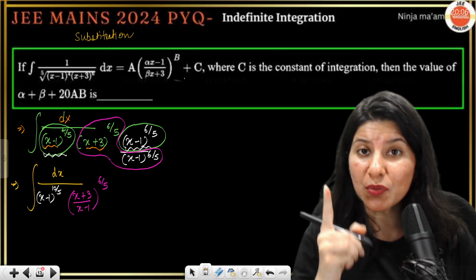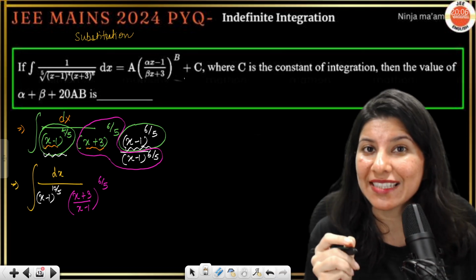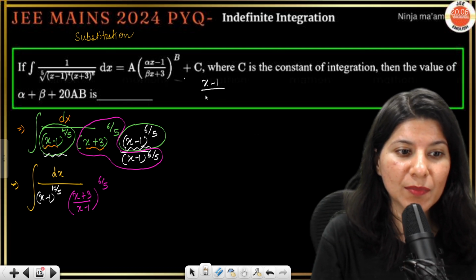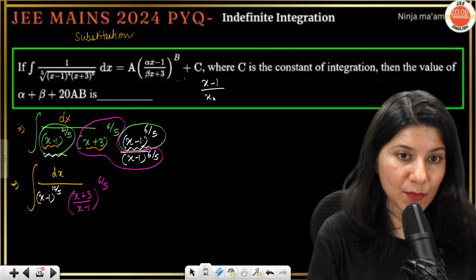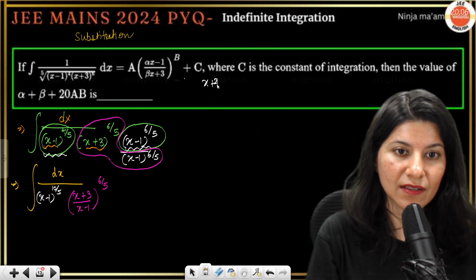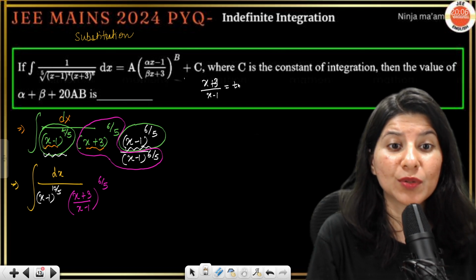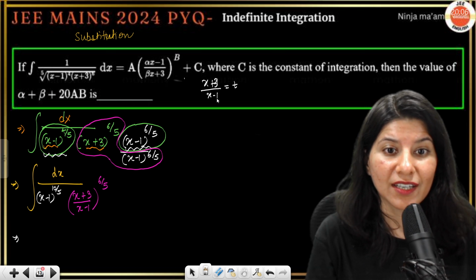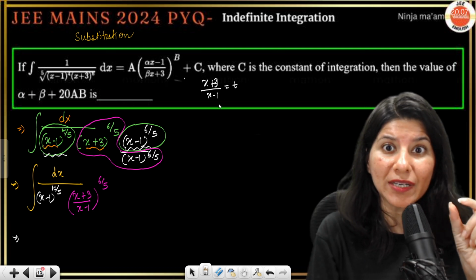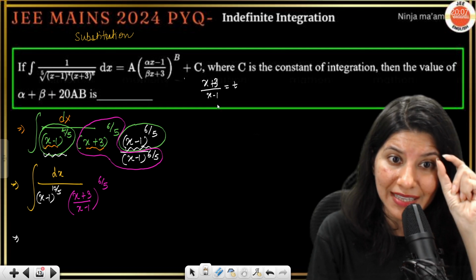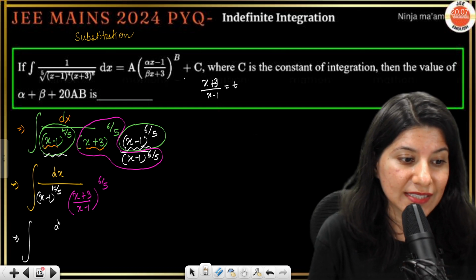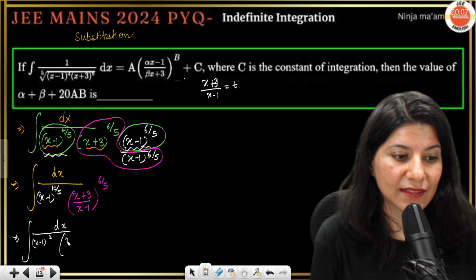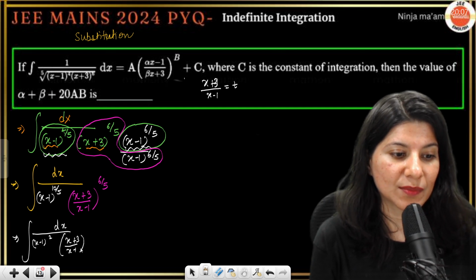Now the people who have done a lot of practice in integration will understand this. If you put (x+3)/(x-1) as t, and start differentiating, you know what you are going to get? In the quotient rule, the denominator has (x-1) whole squared. That's exactly what you want. See, dx/(x-1)² is already there. Then we have ((x+3)/(x-1))^(6/5).